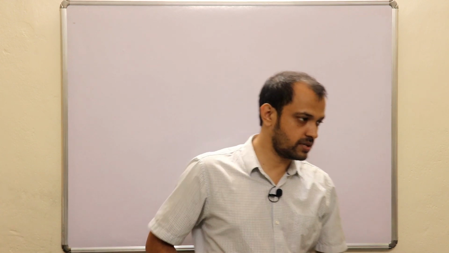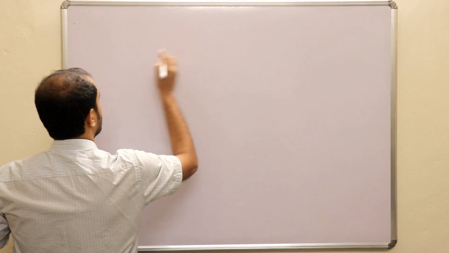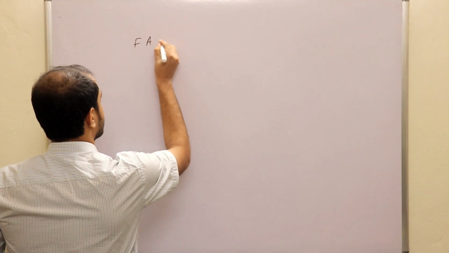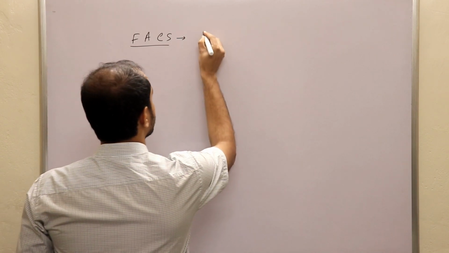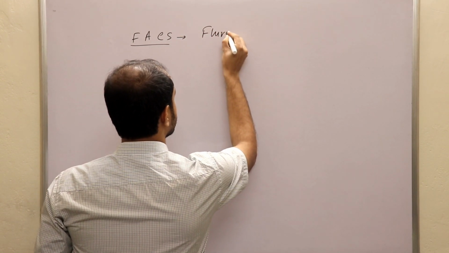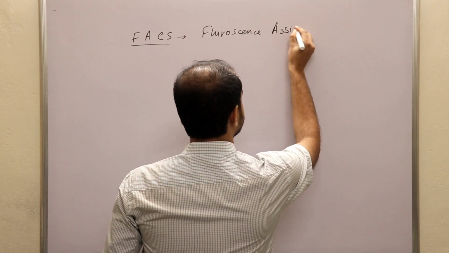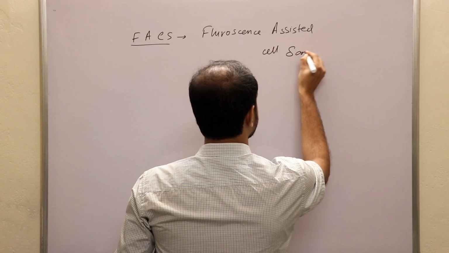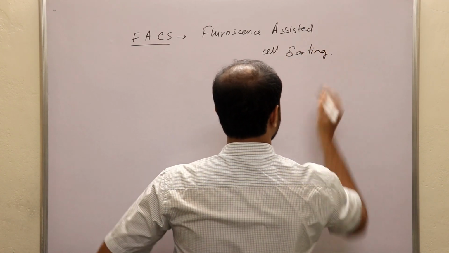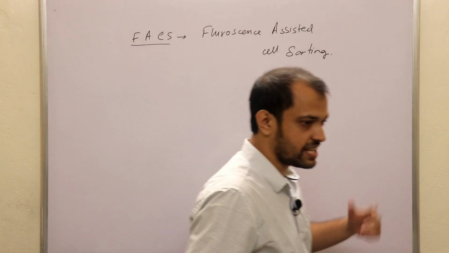Okay, so right now we will be discussing FACS. What is the full form of FACS? FACS stands for Fluorescence Assisted Cell Sorting. Okay, FACS stands for Fluorescence Assisted Cell Sorting.